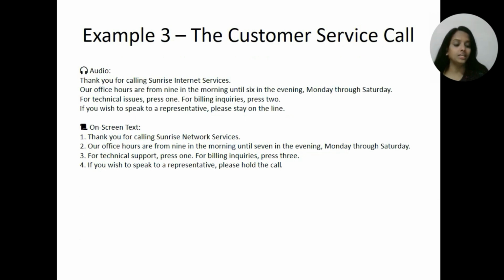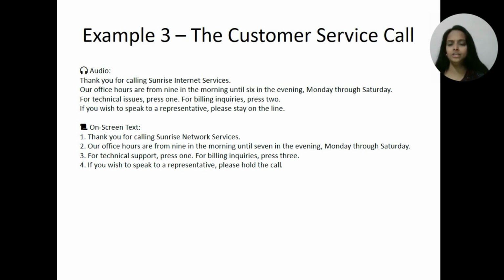Got it? Now, this is our last example, the customer service call. Thank you for calling Sunrise Internet Services. Our office hours are from 9 in the morning until 6 in the evening, Monday through Saturday. For technical issues, press 1. For billing inquiries, press 2. If you wish to speak to a representative, please stay on the line.